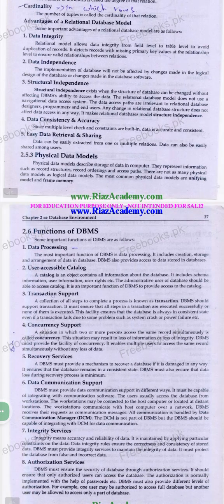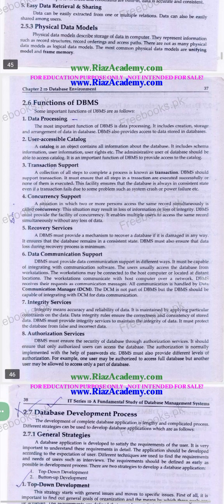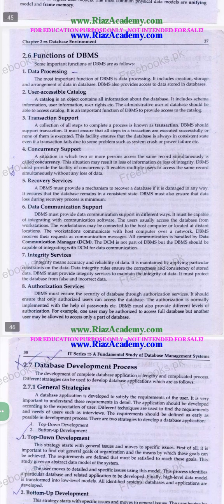Okay, next we have the physical data model. This is our last topic. The physical data model means the physical, actual data storage, which is called the database. Okay, next we have the functions of the DBMS, which we will discuss in the next coming class.